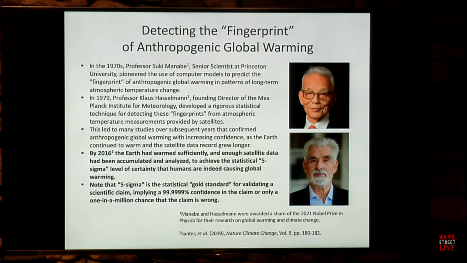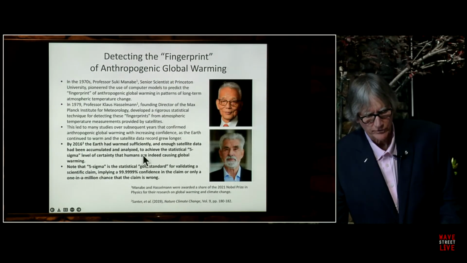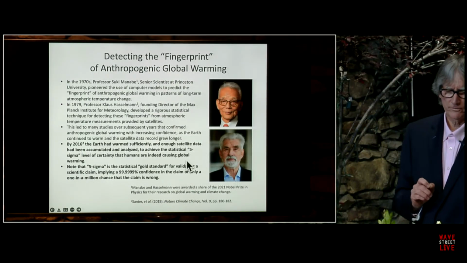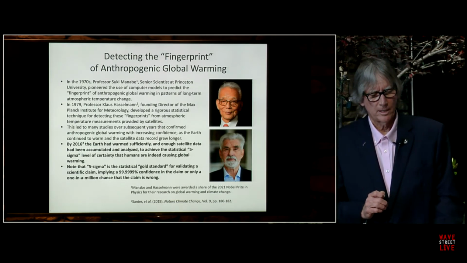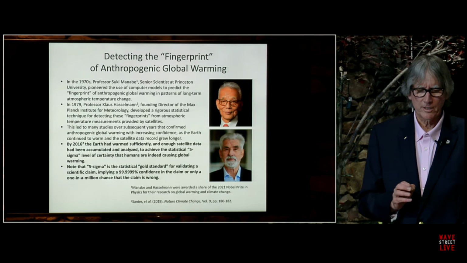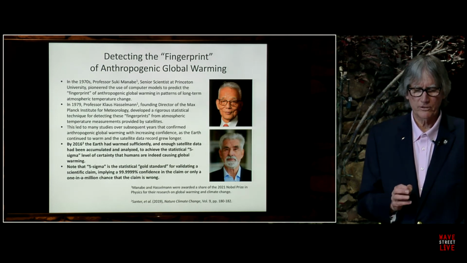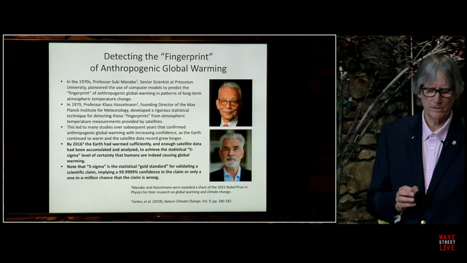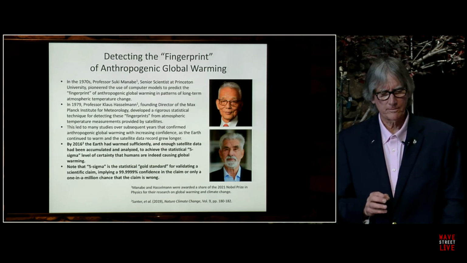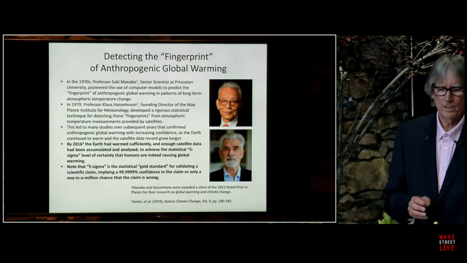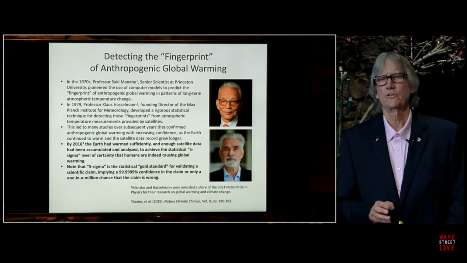And in fact, by 2016, the Earth had warmed sufficiently, and enough satellite data had been accumulated and analyzed to achieve the statistical 5 sigma level of certainty that humans are indeed causing global warming. Now, 5 sigma is the statistical gold standard for validating a scientific claim. It implies a 99.9999% confidence in the claim, or only a 1 in a million chance that the claim is wrong.